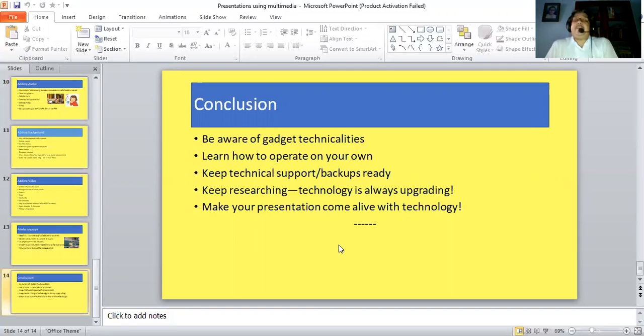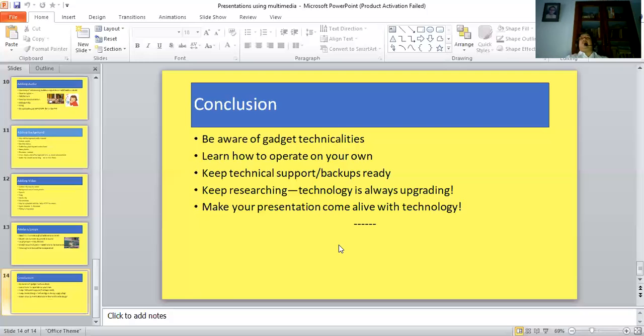In case something fails on the day of the presentation, you need to keep technical support or backups ready or handy. So if plan A fails, there needs to be plan B in place. If plan B fails, then plan C needs to be in place. Also, technology is continuously upgrading. First, we had third generation mobiles. Now we have fourth or fifth or seventh generation mobiles. The technology is constantly developing itself. So you also need to upgrade yourself, keeping pace with the changing technology.